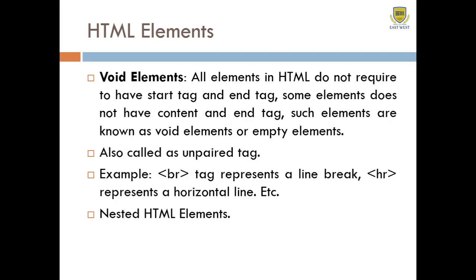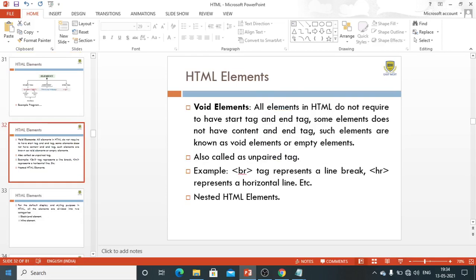Next, let us understand nested HTML elements. HTML elements can be nested, which means an element can contain another element. We will check out a better example once we go through the upcoming topics, where the nested ordering will be explained. No need to worry right now. We will move to the next topic.